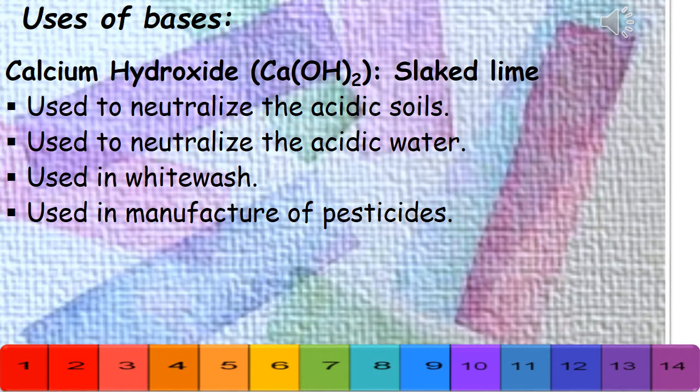The second use is, it is used to neutralize the acidic water. The untreated wastewater that is discharged from the industries, factories, contain acids. Okay, so this calcium hydroxide is being used to neutralize this acidic water. See, if the untreated wastewater is directly discharged in the water bodies, it is harmful for the aquatic animals, as the nature of the water bodies will also change to acidic water and the aquatic life won't be able to survive.